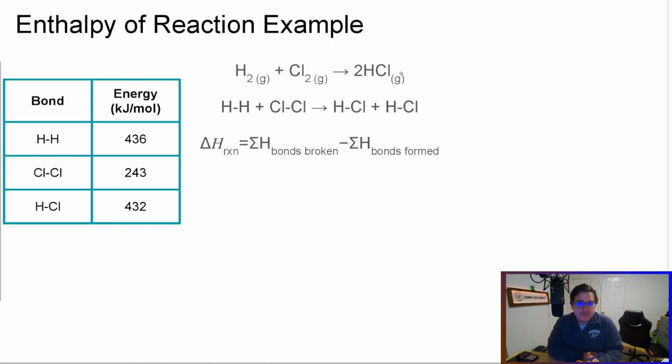If we look at the bonds and actually draw those molecules out, remember, H2 is actually H bonded with another H, so we have one hydrogen bond here. Notice that's drawn in red. Chlorine with another chlorine, we have a chlorine bond there. And what does it form? It forms two hydrogen chlorine bonds.